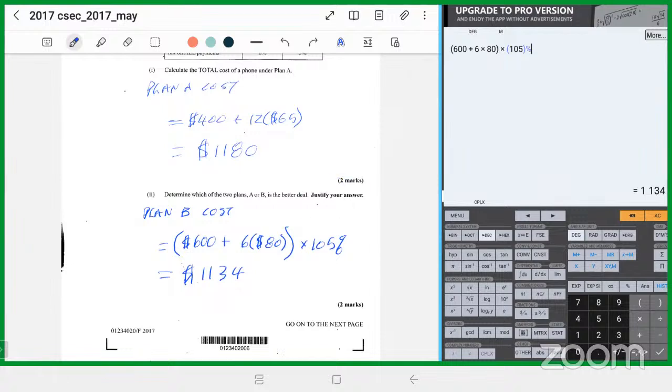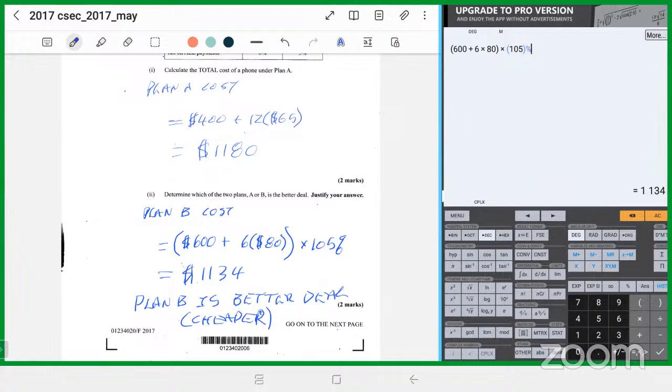So justify your answer. Plan B is better because it is cheaper. It's a better plan, right? So which one is better? It's a better deal. Because it is cheaper. Comes out for less. So it's a cheaper deal.